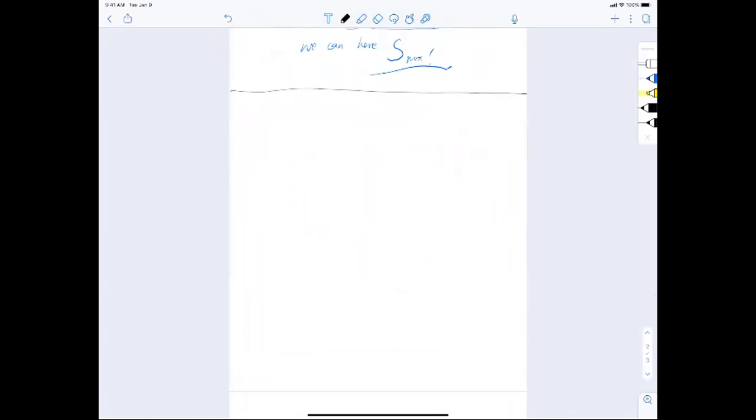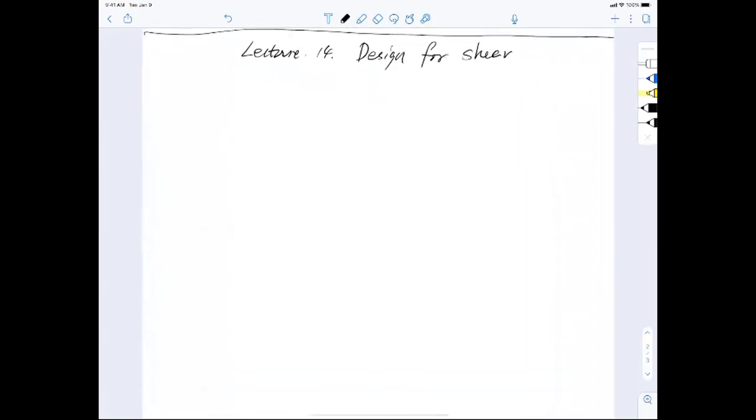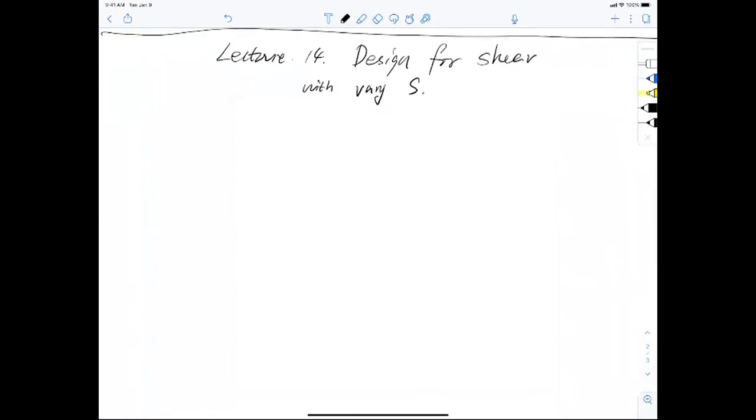So last time we were given the section and asked to calculate how much resistance you have, right? And now today we're going to solve an actual design problem. And now the problem is a little bit sophisticated because we need a varying spacing. So lecture 14, design for shear, with varying spacing S here. Why is this screen so small? Anyway, let me zoom in here so you can see better at least, okay?